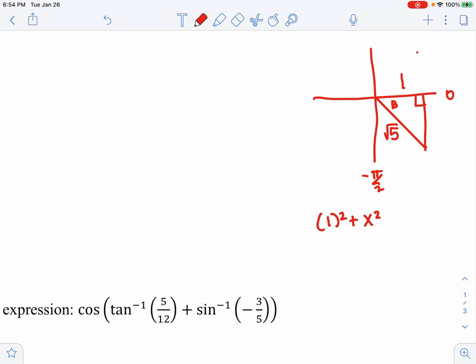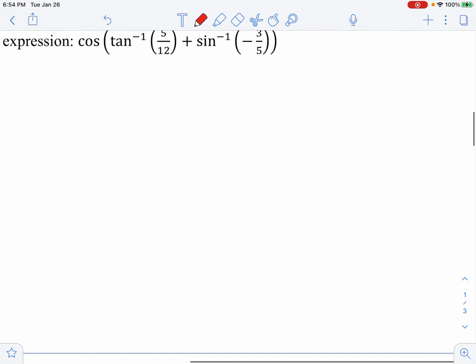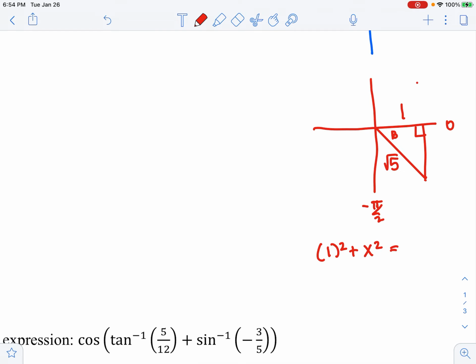So I'm going to do leg squared plus leg squared, which I don't know, equals hypotenuse squared. You can call it x, y, b; it doesn't matter. 1 plus x squared equals root 5 squared, which is 5. I almost said root 5. Subtract 1, you have x squared equals 4. Then take the square root, plus or minus. So x is either positive or negative 2. We have to figure out which one.